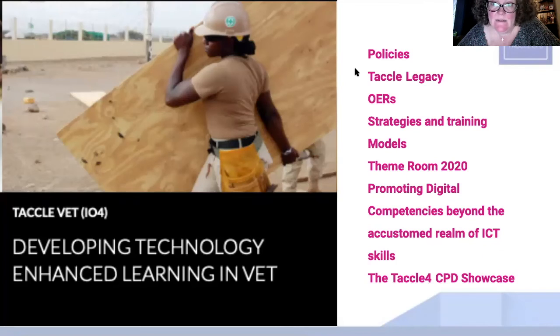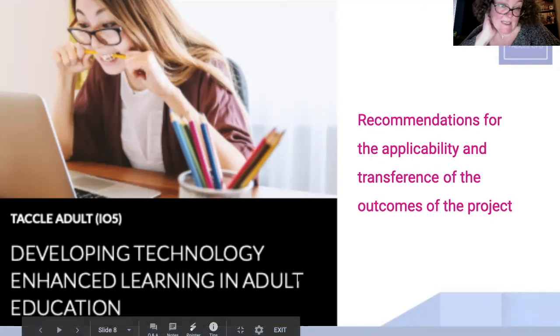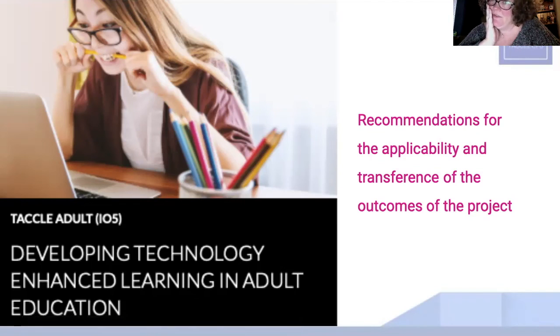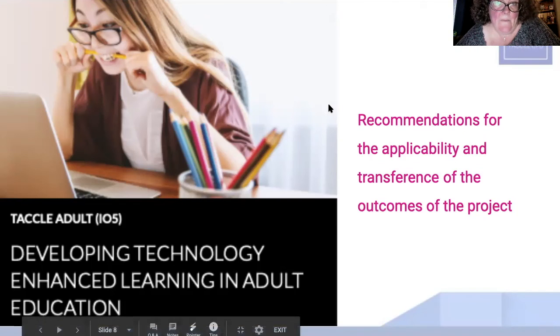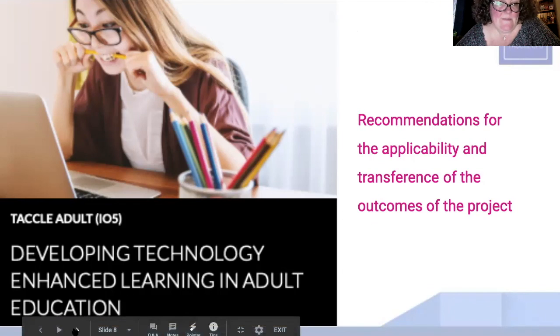The fourth output is developing technology-enhanced learning in vocational education and training. We've got a series of 5 very detailed reports. There's lots of great information there. And then our final output is developing technology-enhanced learning in adult education context. So here's a report on recommendations for the transference of the outcomes of the project to adults. Now, many of the outputs for the main project fit nicely in an adult context already, so this is just a short report tying up all those loose ends and explaining how it fits together.